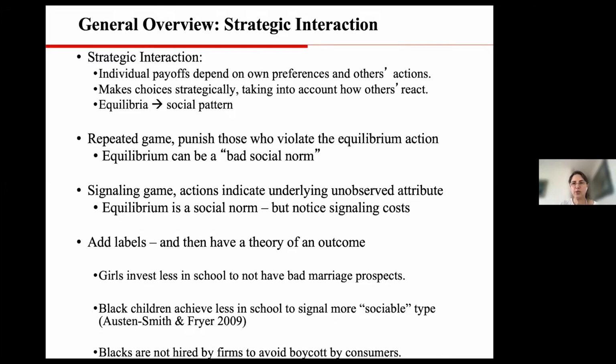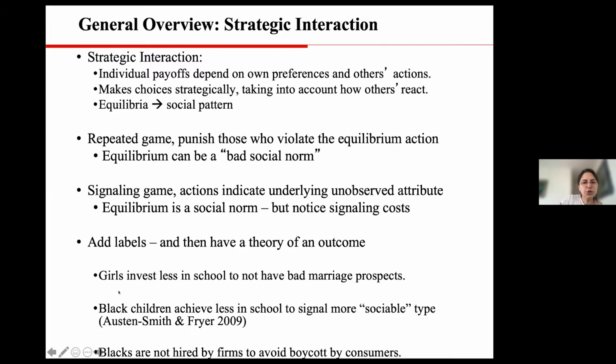And why aren't they able to find a husband? Because the family of that man is not going to accept her. And why is the family of that man not going to accept her? That's this punishment of people who violate the equilibrium action. The larger family is not going to accept them. So you have this infinite regress of punishments which sustain this lower level of education.